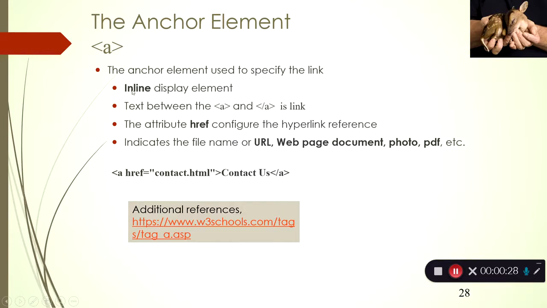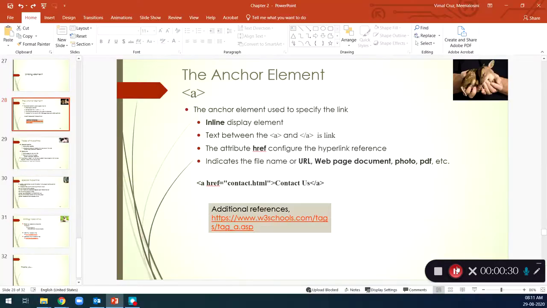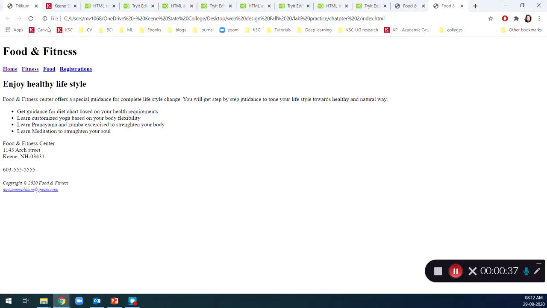is an inline element. We have already seen what a block level element is. If a content takes the whole viewport, then it is a block level element. If a content takes only the space that is needed, then it is an inline element. You can see in this example, the Food and Fitness heading takes the whole viewport, so it is a block level element. And here the navigation links take the space that is needed, so that is an inline element. So the a tag is an inline element.